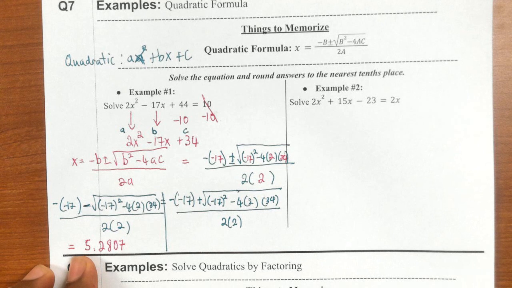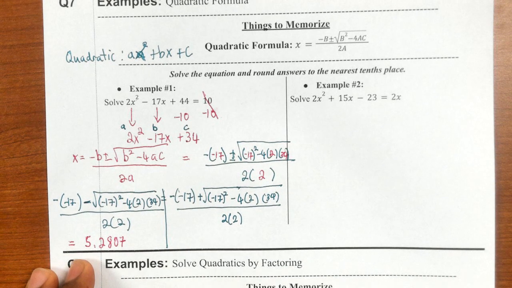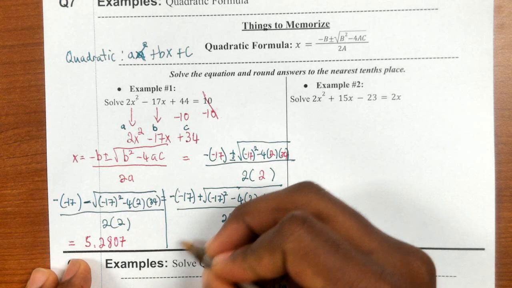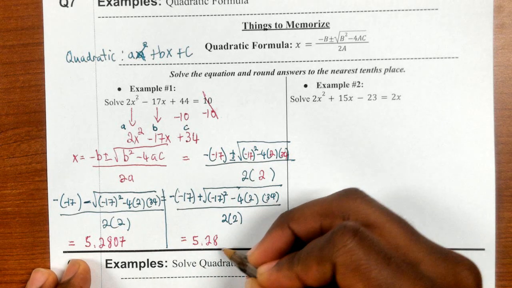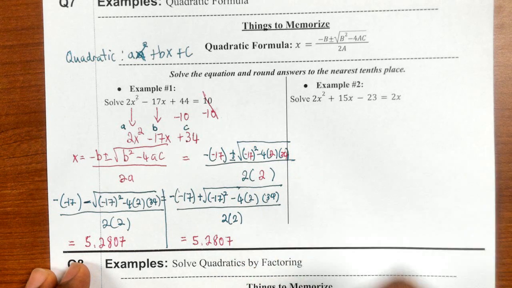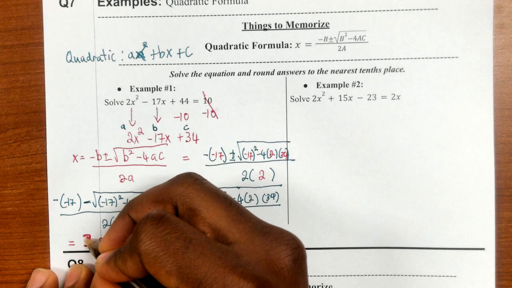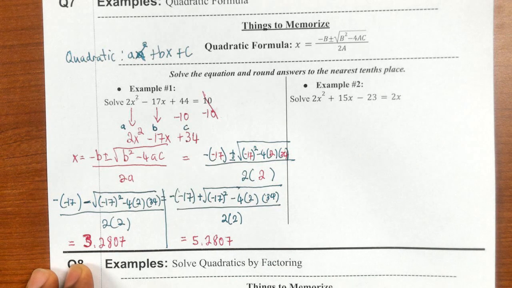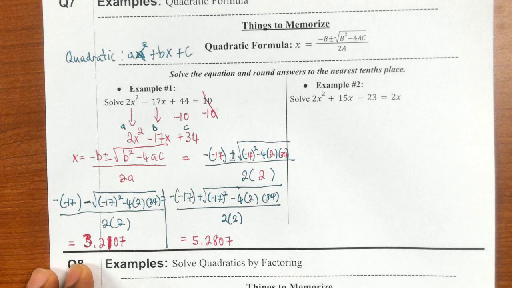So this was my result when it was negative. Oh sorry, that's my result when it was positive. Apologies, this is the result when it was positive. The result when it was negative would have been 3.2192.